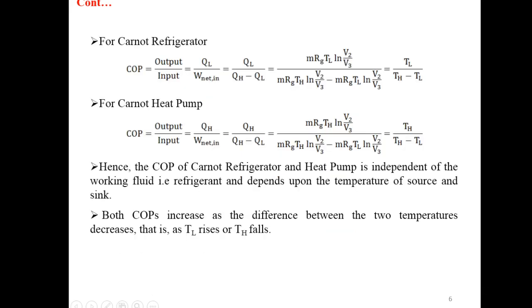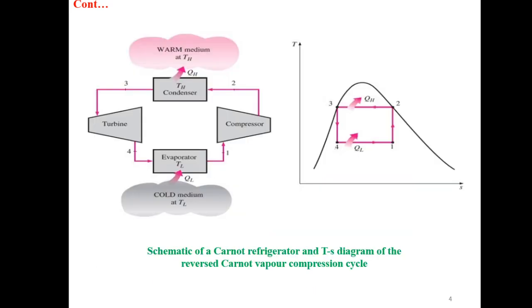For Carnot refrigerator, the formula of coefficient of performance is output upon input. So our output in case of refrigerator is this cold medium, because we want cooling. So in case of cooling, this QL will be our output and the input will be work supplied to the compressor.